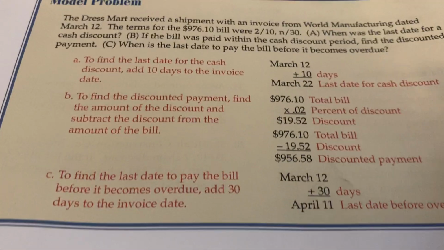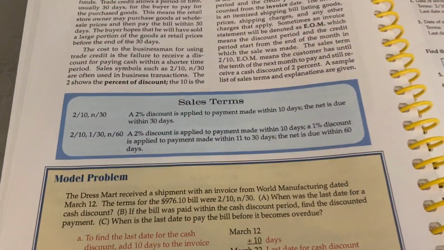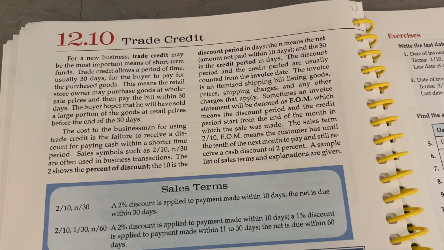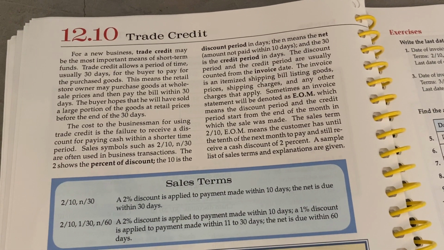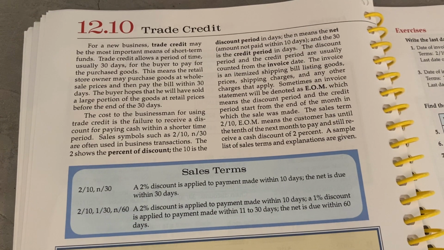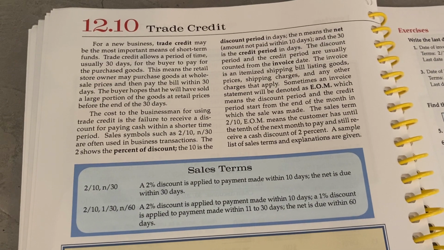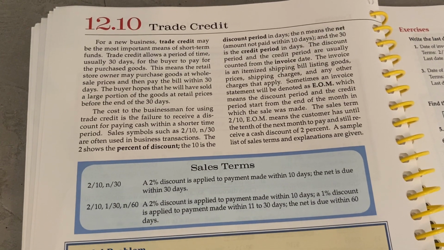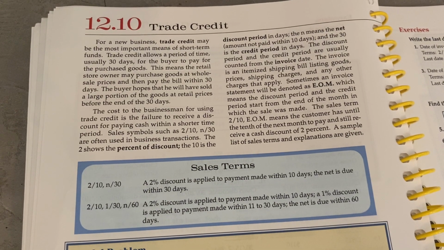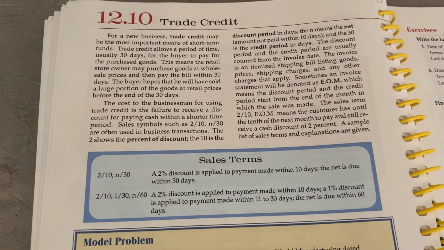So now let's go on to the next, which is trade credit. So trade credit, what is that? Trade credit is the most important means of short-term funds and allows a period of time, usually 30 days, for the buyer to pay. So it's when a buyer is giving you credit over a period of time to purchase something. This means that you have that much time to pay back the retail store.